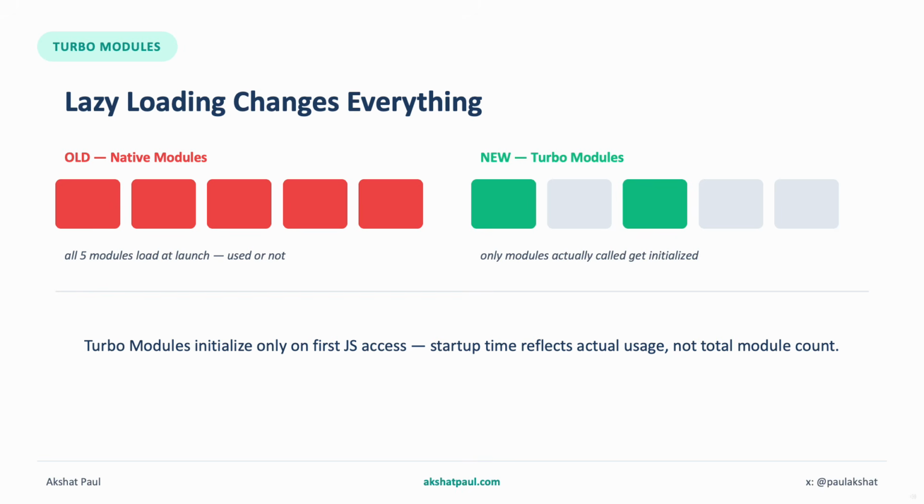A module only gets initialized the first time JavaScript actually reaches out and touches it. So if your app has 30 registered native modules, but a given session only uses 5 of them, only 5 get initialized. Your app startup time now reflects what the user is actually doing, not the total size of your dependency list. For apps with a lot of native modules, this adds up fast.